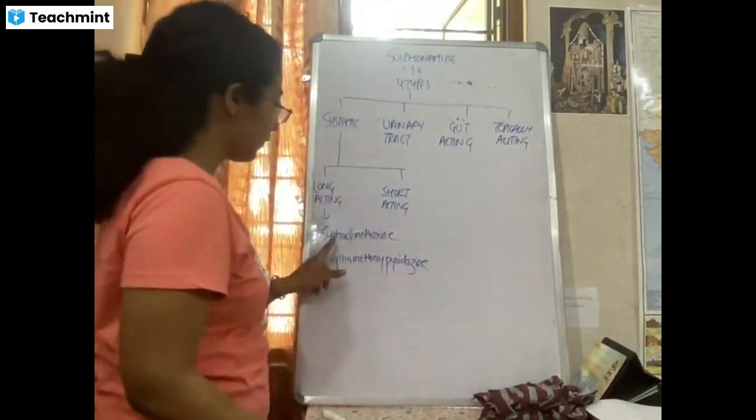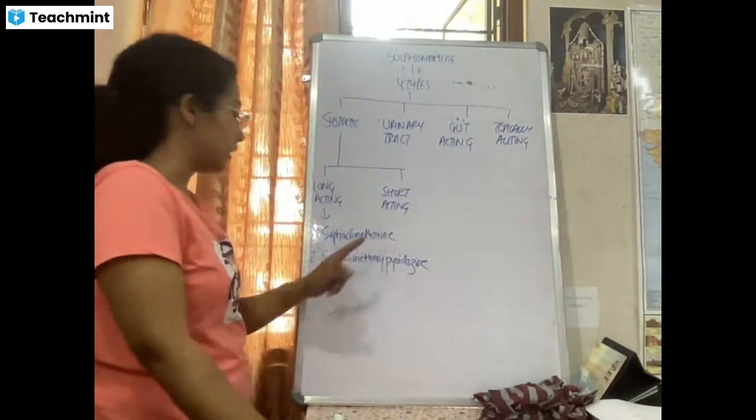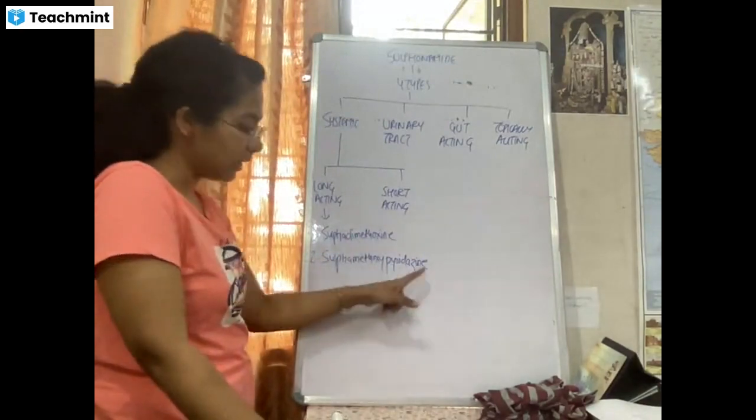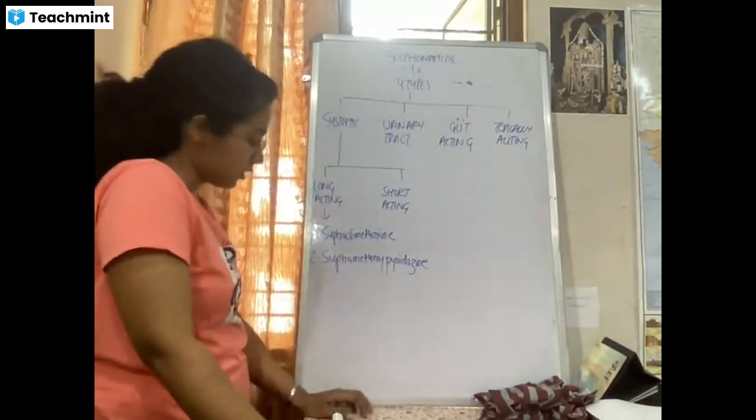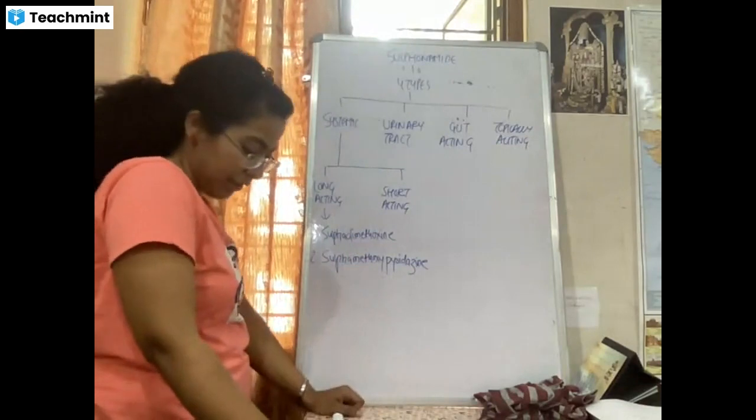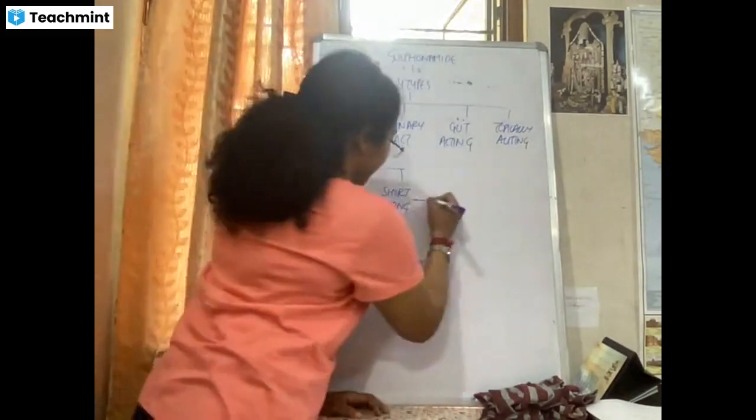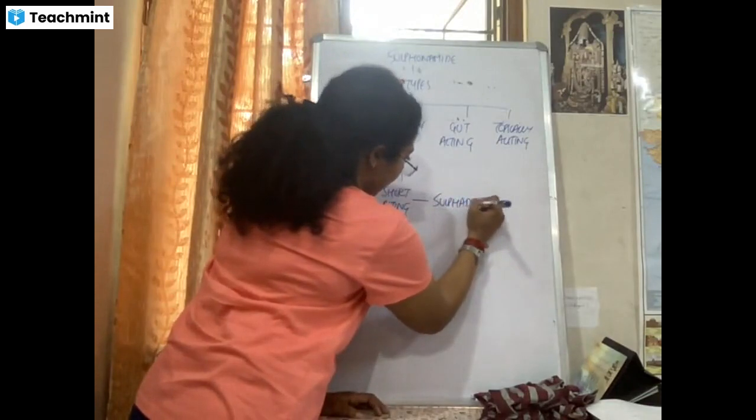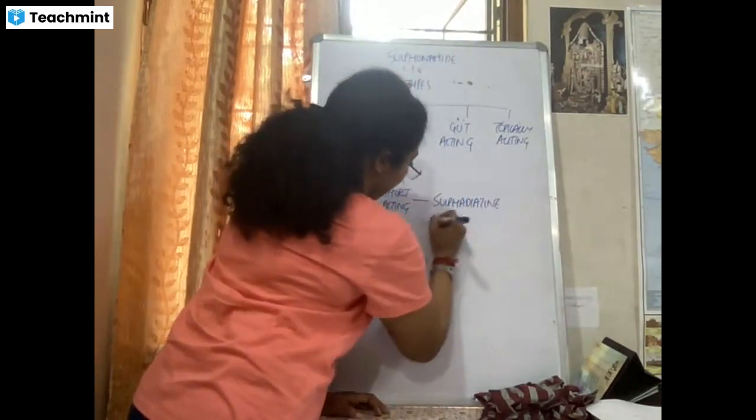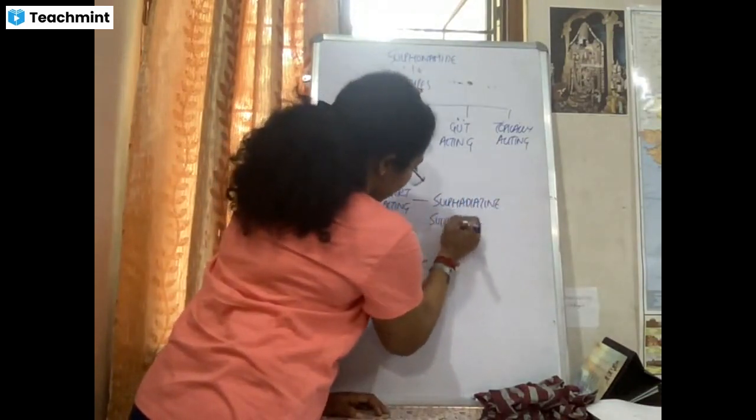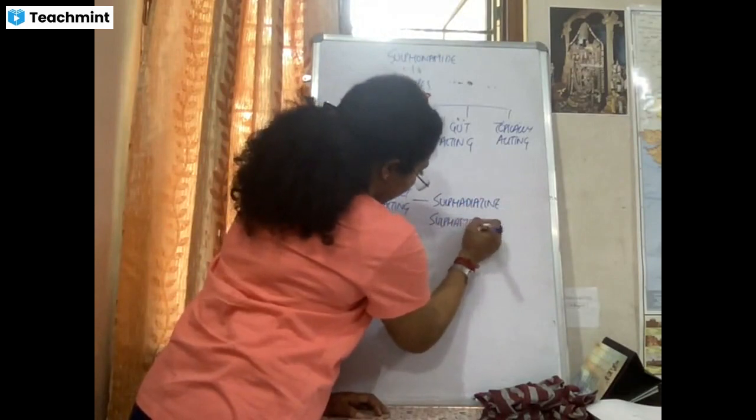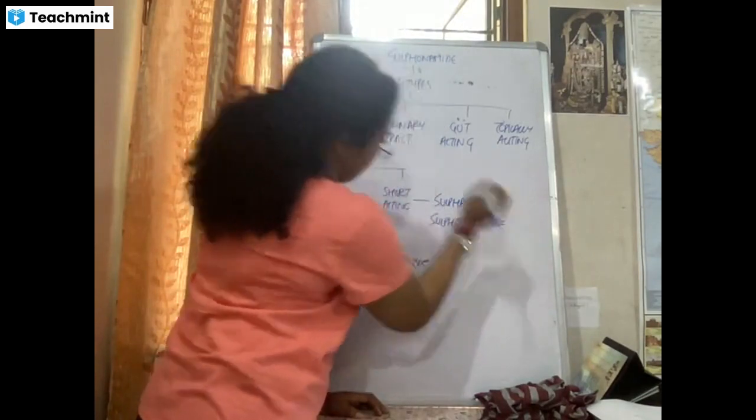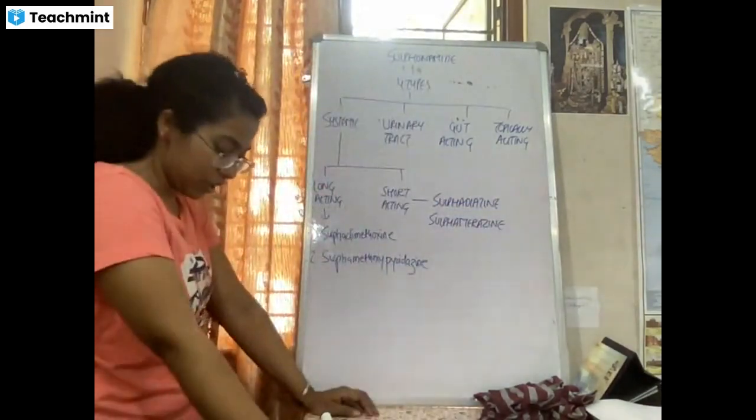Long acting: sulfadimethoxazine and sulfamethoxypyridazine. These are the long acting ones. For short acting, we have sulfadiazine and sulfamirazine. Okay, these are short acting.